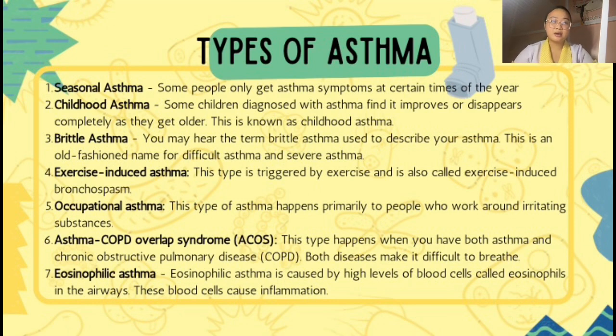Next is the asthma-COPD overlap syndrome, or ACOS. ACOS occurs when an individual has both asthma and chronic obstructive pulmonary disease, or COPD. This is a combination that can lead to more severe symptoms and complications. The last type of asthma is eosinophilic asthma. This type is characterized by elevated levels of eosinophils, which are a type of white blood cells in the airways. These eosinophils contribute to inflammation and airway narrowing.